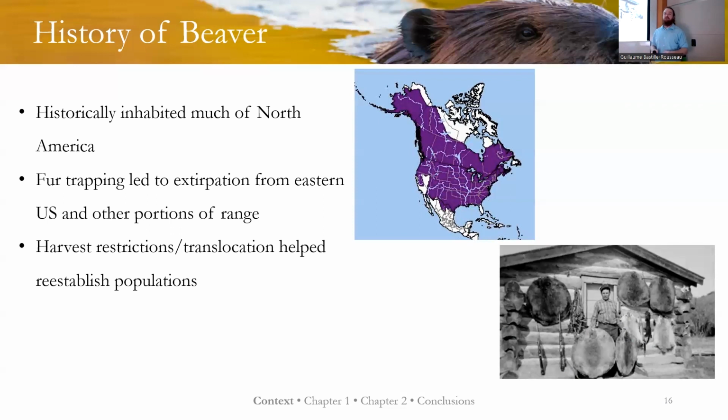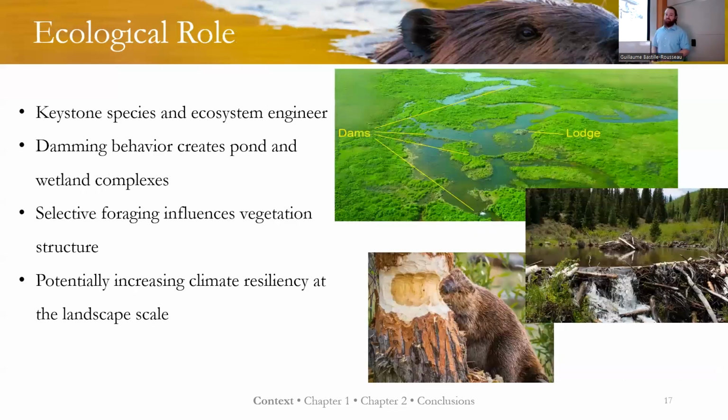Unfortunately, around the 1800s, some really heavy trapping and harvesting led to the extirpation of this animal from much of its eastern range and other portions of the range. But fortunately, in about the 1900s, wildlife managers started to implement some harvest and trapping restrictions to give these populations a little bit of a breather, let them recover. They also started translocating beavers back into areas of their range where they had been removed. So they've actually recolonized pretty much most of what they used to inhabit, and they've proven highly adaptable despite all the anthropogenic changes to the landscape.